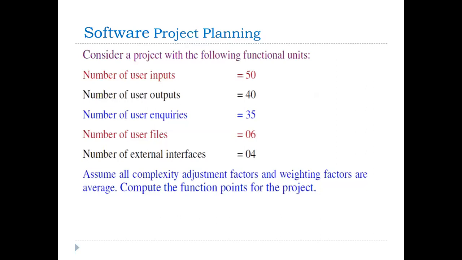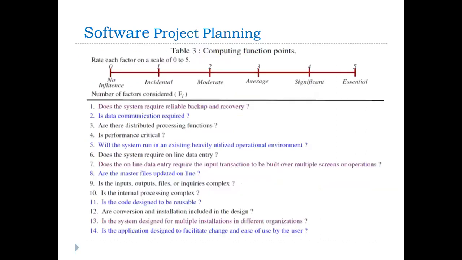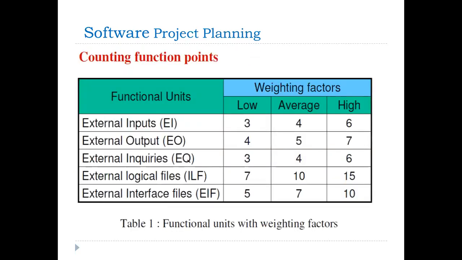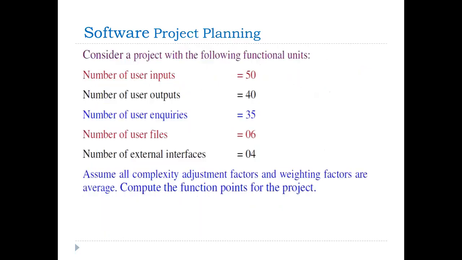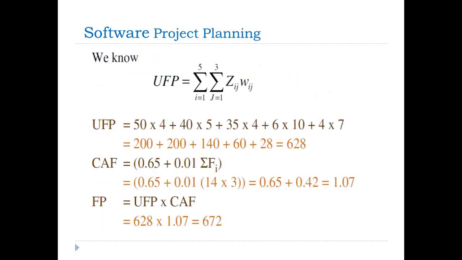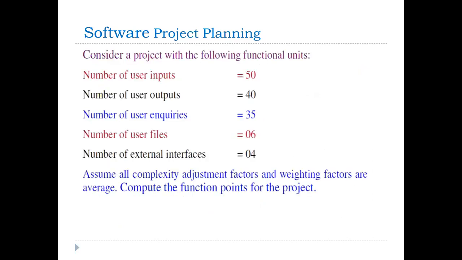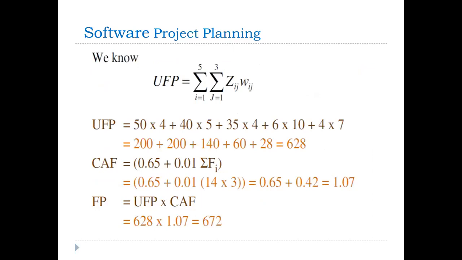Adjustment factor as well as weighting factors are average. So what is the value of average? In this table, the value of average is 4. So we need to multiply with 50 into 4. Same as second, external output is 40. The value of average is 5.